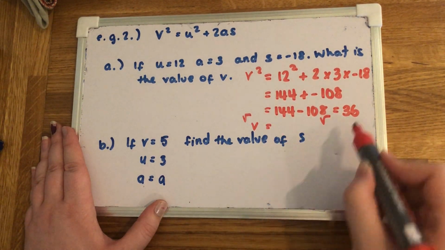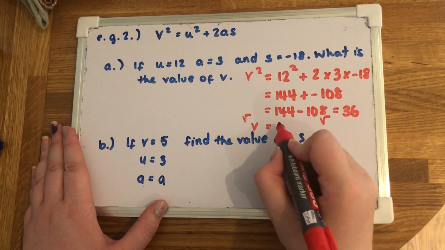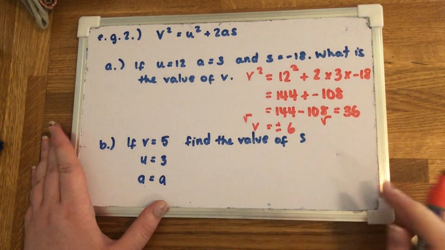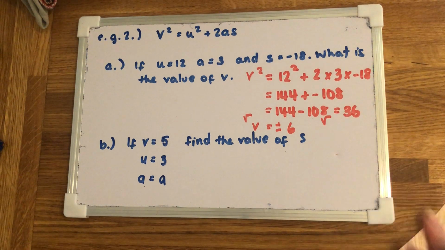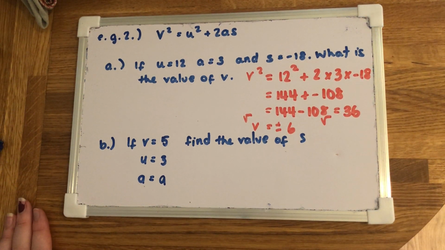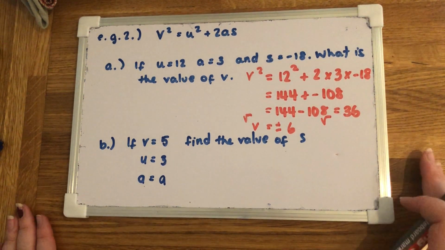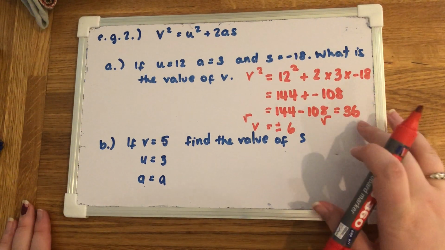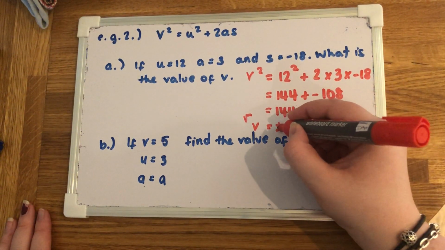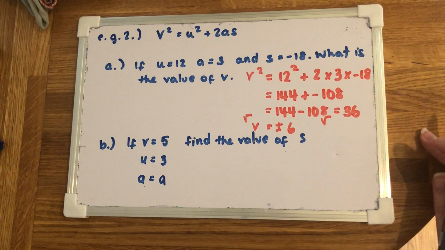So v is equal to the square root of 36, which is 6, but if we're being posh, it's actually minus 6 as well, because negative 6 times negative 6 gives you positive 36. So it actually has two answers. You've got the positive 6 and the negative 6.